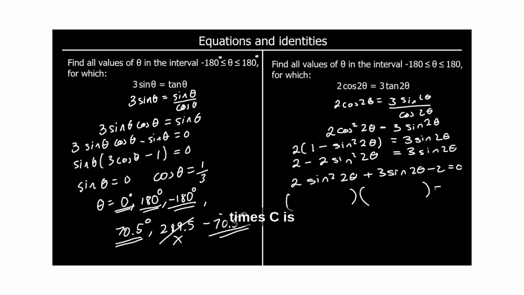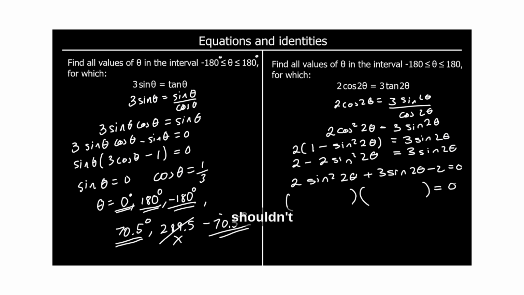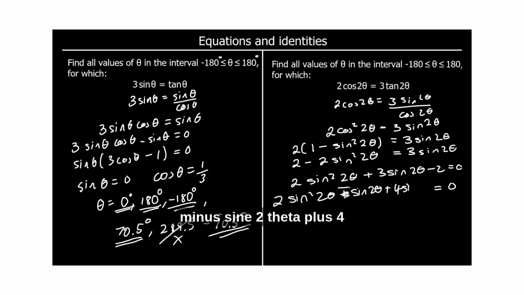A times C is negative 4. What multiplies to make negative 4 and adds to make 3? Shouldn't have done the brackets just yet. So it's 4 and 1. So it's plus 4 sine 2 theta minus sine 2 theta.